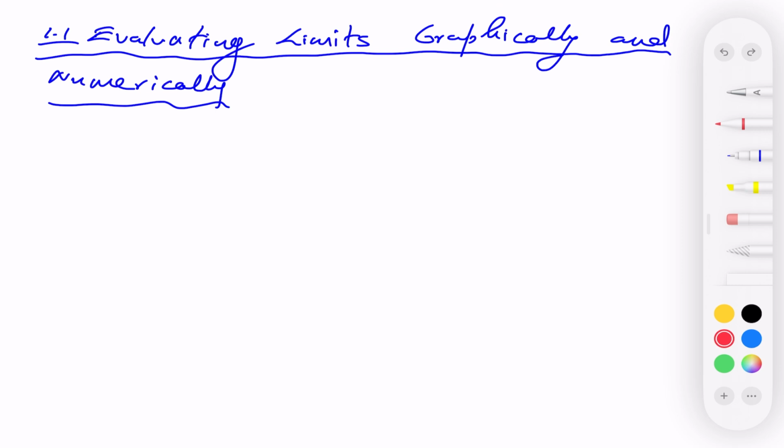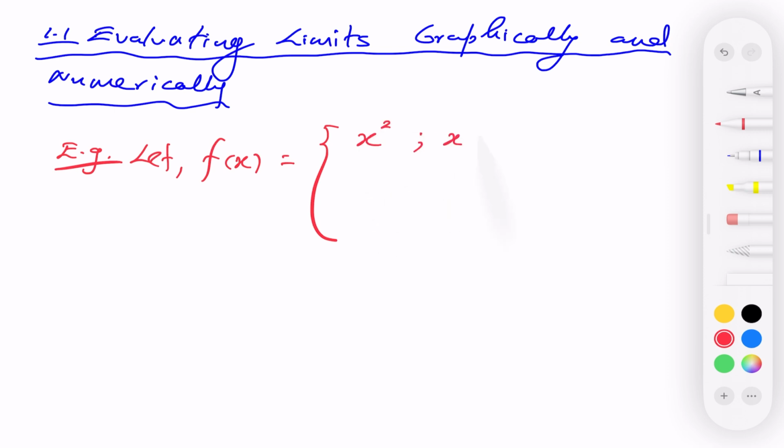I'm going to use an example from college algebra. Let's say we have a piecewise function. I will let f of x be a piecewise function defined this way. Let's say f of x is equal to x squared when x is less than 2. F of x is, let's say, equal to 6 when x is equal to 2. Let's say f of x is equal to 4x plus 1 when x is greater than 2.